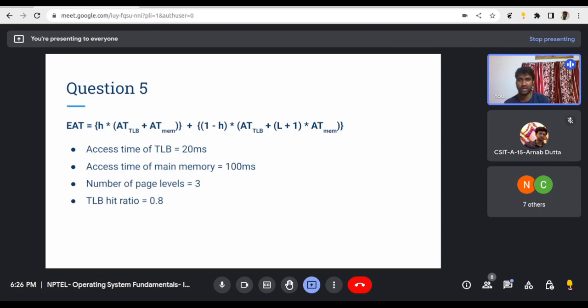In that case, for each page level there is a main memory access, plus there is one extra main memory access that always stays for accessing the actual frame, the actual data from the main memory. So there are L plus 1 accesses of the main memory if it is a TLB miss. And obviously there is always one access to the TLB. It is independent of whether it is a TLB hit or a miss.